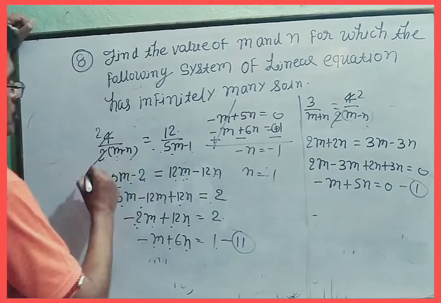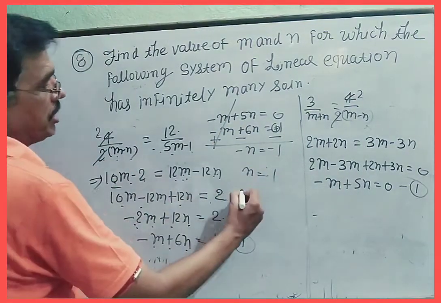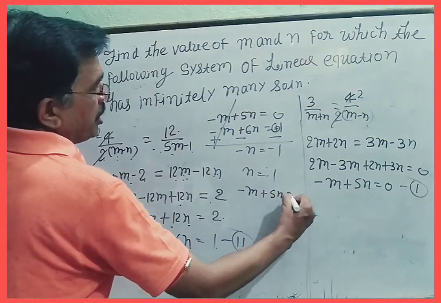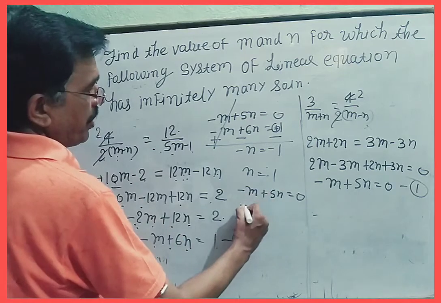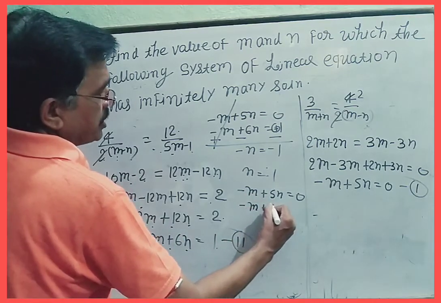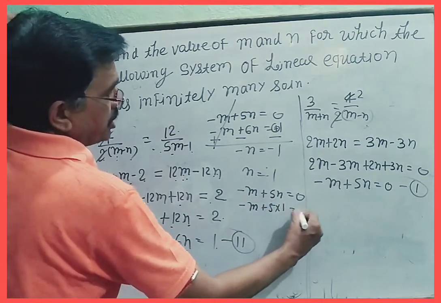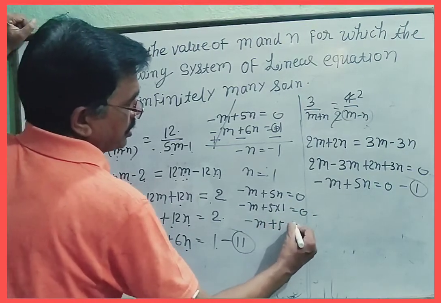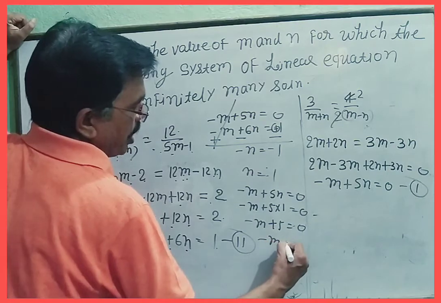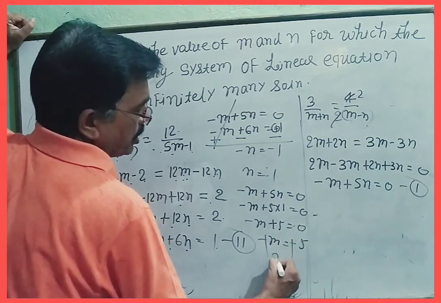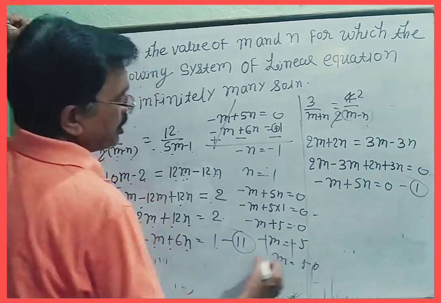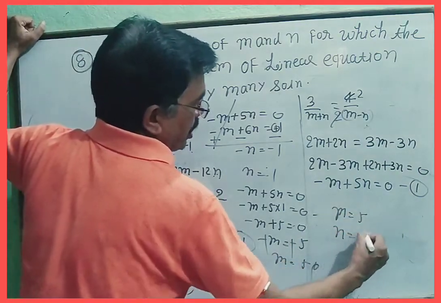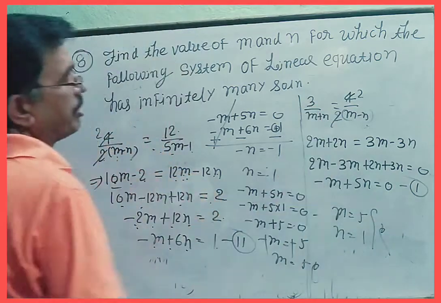And now substitute the value in any equation. That equation is minus m plus 5n is equal to 0, then minus m plus 5 into 1 is equal to 0, then minus m plus 5 is equal to 0, then m is equal to 5. That condition's answer is m is equal to 5 and n is equal to 1. It is the solution of the equations.